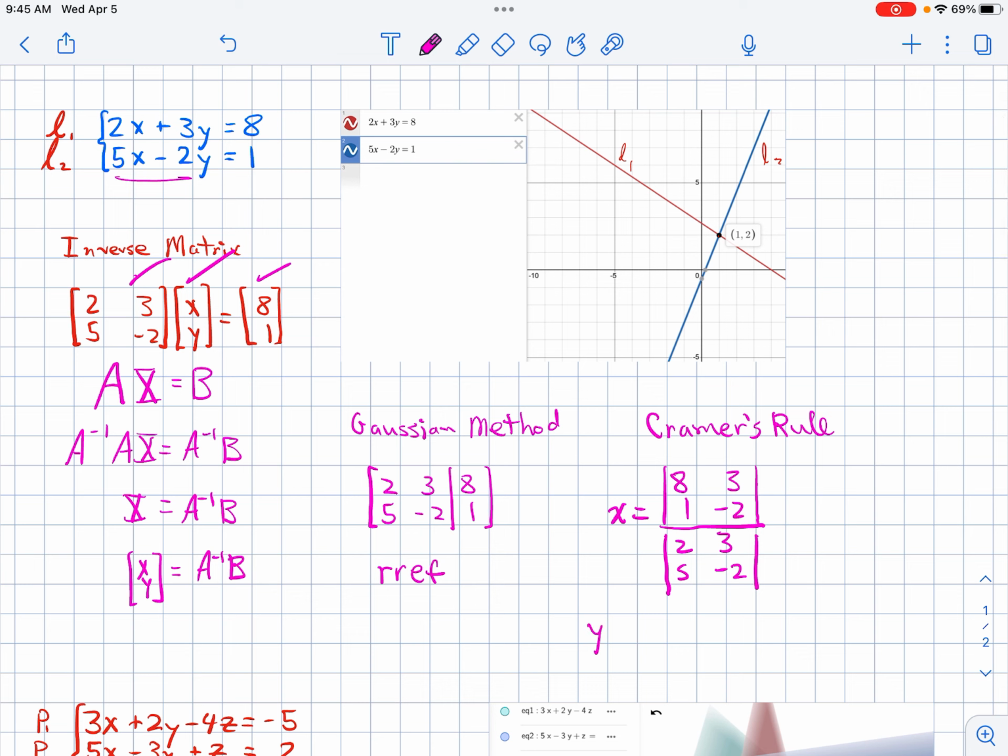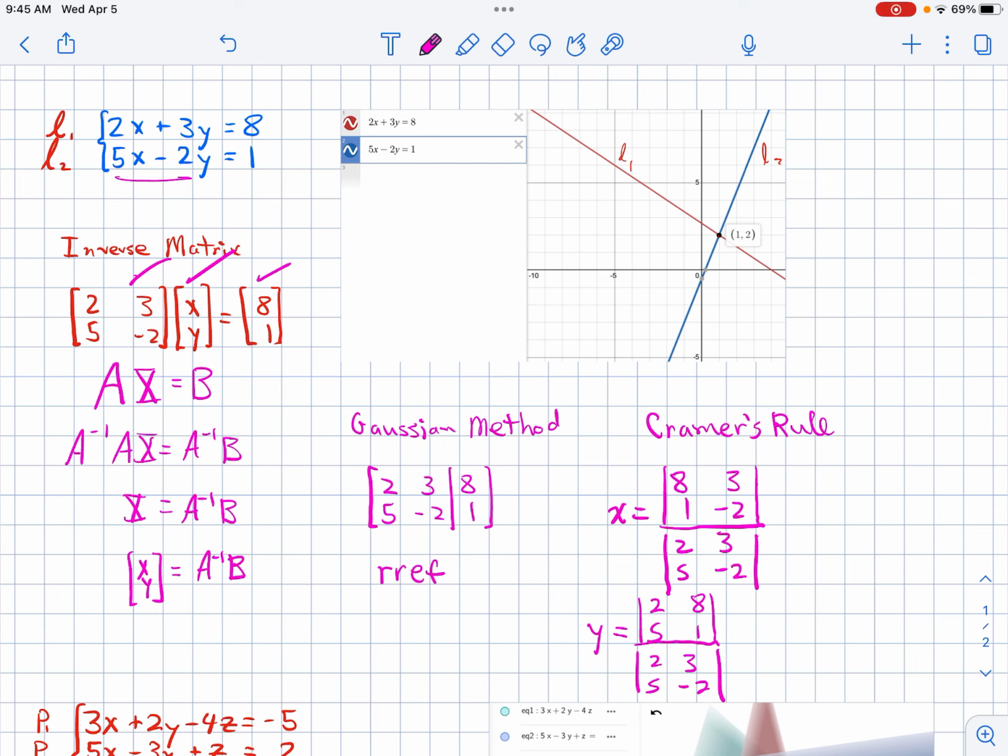Now the y's, it's going to be a little bit different. So I've got 2, 5. The x's are where they're supposed to be. I mean, it's the x column. I leave that alone. But the y, since I'm solving for y, it's going to be 8 and 1. And then 2, 5, 3, negative 2.